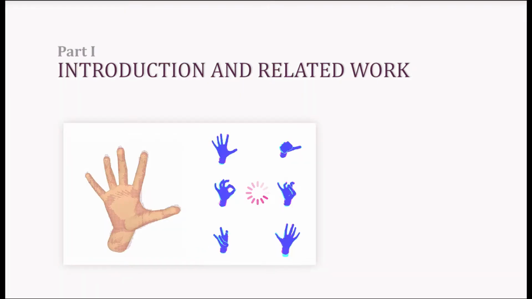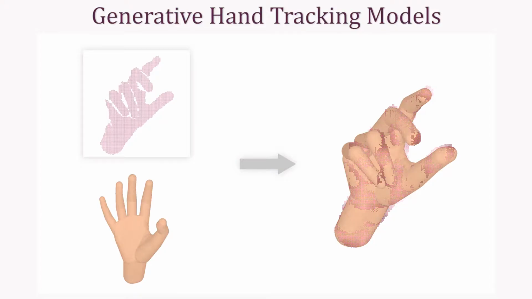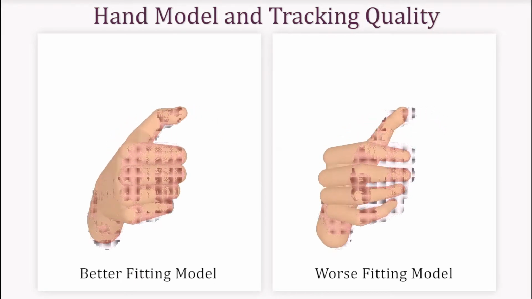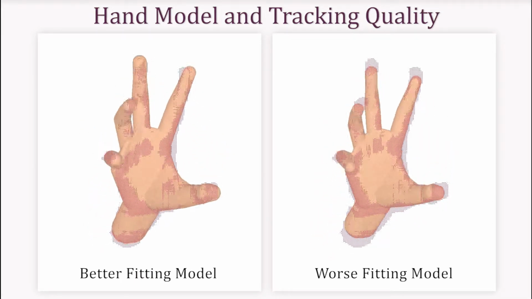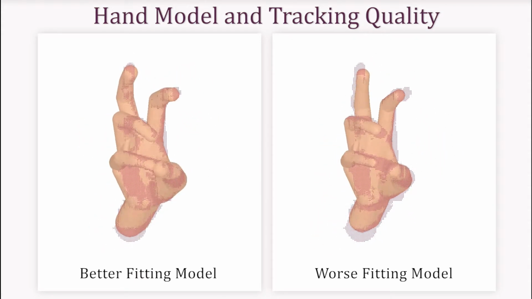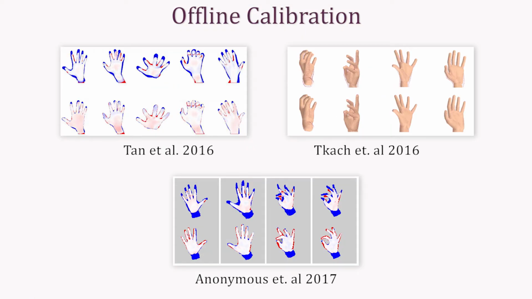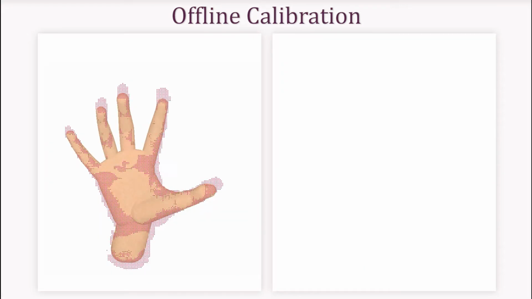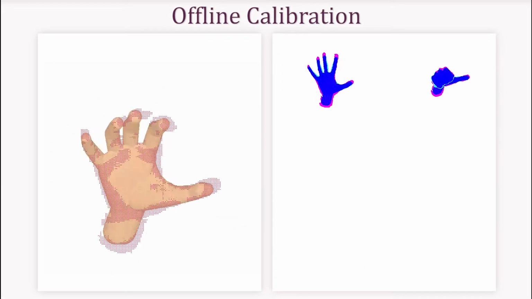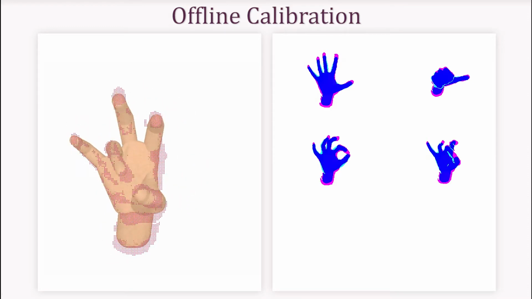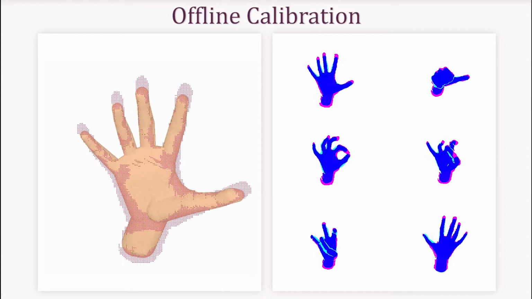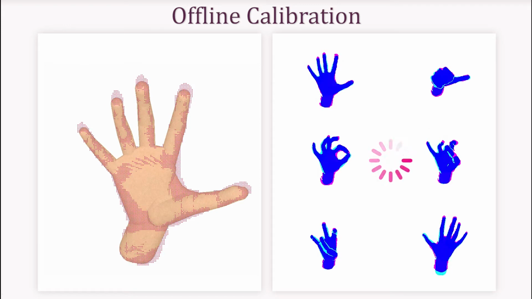Generative hand tracking algorithms register a geometric model of the human hand to sensor data. Tracking quality depends on how well the model fits the user being tracked. State-of-the-art tracking algorithms calibrate by jointly fitting a model to a small set of input frames. Current solutions require the user to select these frames manually while tracking with an uncalibrated model, and then wait for the calibration algorithm to finish.